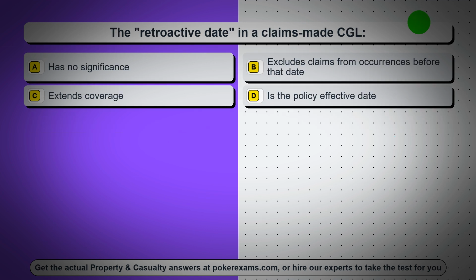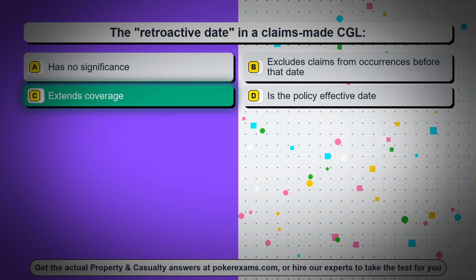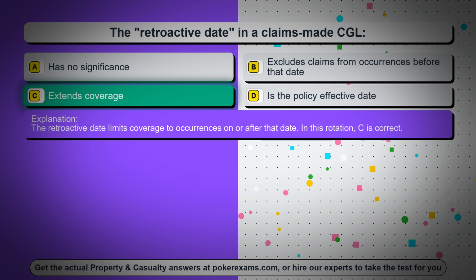Question 91. The retroactive date in a claims-made CGL, option A, has no significance. Option B excludes claims from occurrences before that date. Option C extends coverage. Option D is the policy effective date. The correct answer is option C, extends coverage. The retroactive date limits coverage to occurrences on or after that date. In this rotation, C is correct.